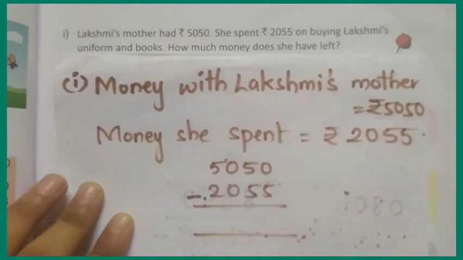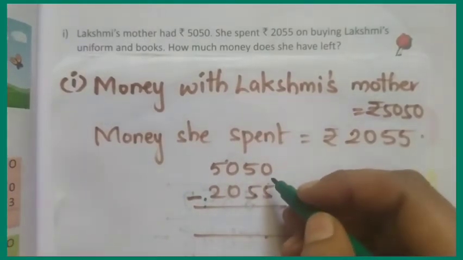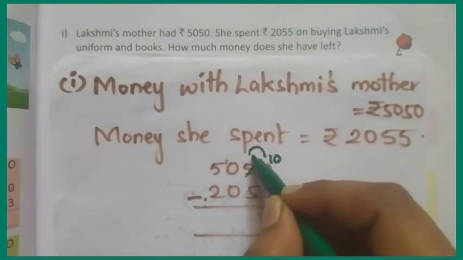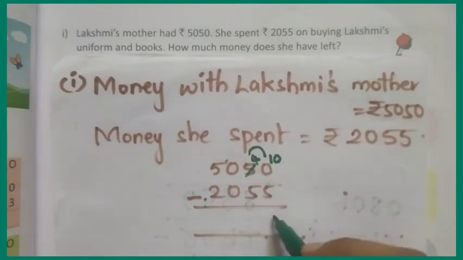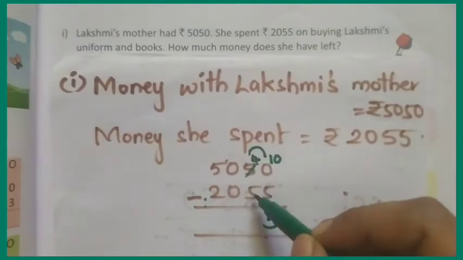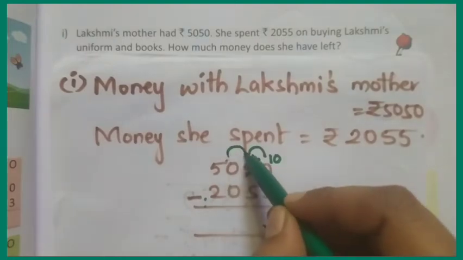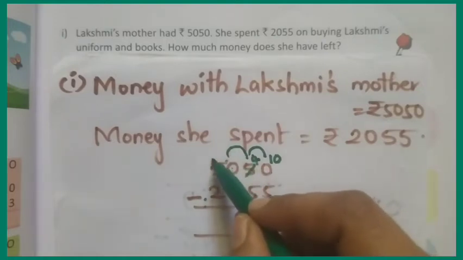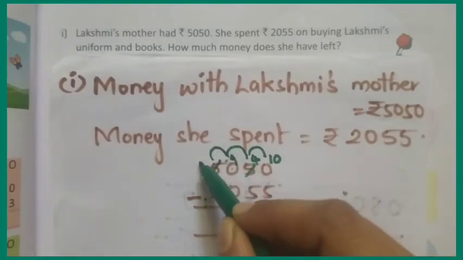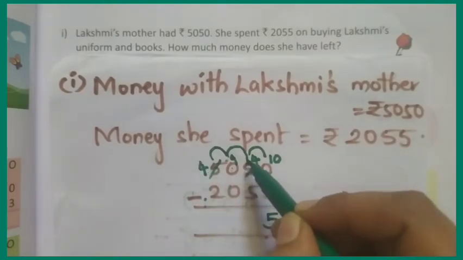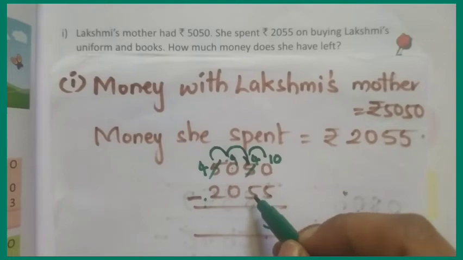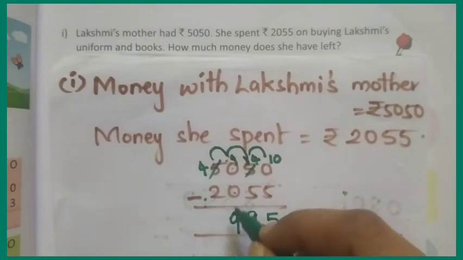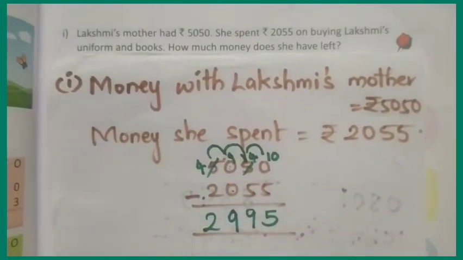Look, we have to subtract from the ones place. From 0 we cannot subtract 5, so we'll take borrow here. It will be 10, and this 5 will become 4. 10 minus 5, 5. Now from 4 we cannot subtract 5, so we'll take borrow. Here 0 is there, from 0 we can't take borrow, so we'll take from here. It will be 9, this 5 will become 4, and this 4 will become 14. 14 minus 5 is 9. This 9 minus 0, 9. 4 minus 2, 2.